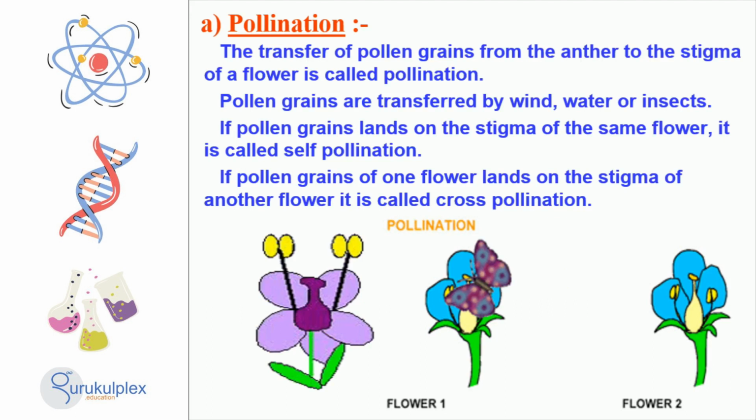Self-pollination takes place when the pollen grains come from the same flower, and cross-pollination occurs when the pollen grains come from a different flower. Fertilizing the ovules this way allows plants to generate seeds with genetic diversity.